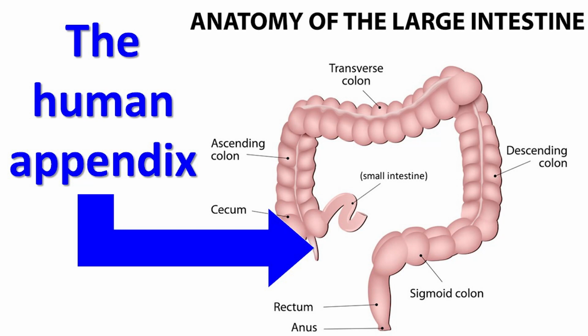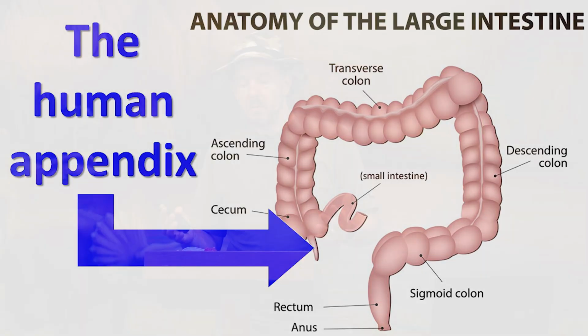How about the appendix? The human appendix is one of the classic vestigial organs. Here it is, this little tiny finger down here, right where the large intestine and the small intestine kind of connect. And they said, it's leftover. It's a vestige. Why? Well, because we can cut it out and it doesn't seem to hurt people, so it must be useless. Careful about that.